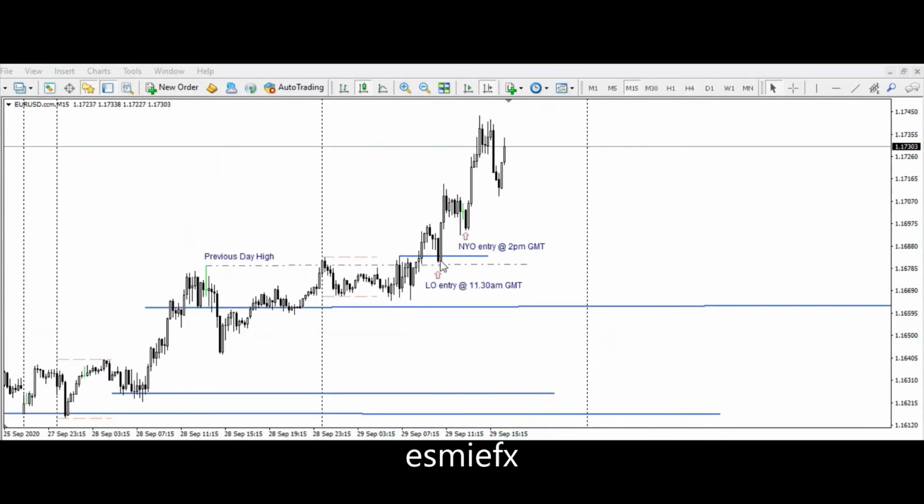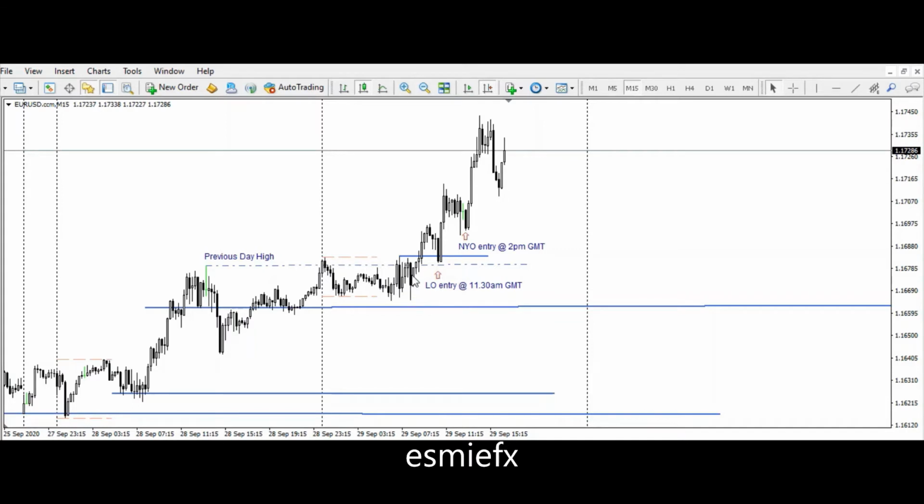So here's the entry at 11:30 a.m. and then New York was here. So market structure broke here. It was in consolidation. This part here was very volatile. It was going up and down until it broke. So previous day high acted as support here, and this is the New York entry about 2 p.m.